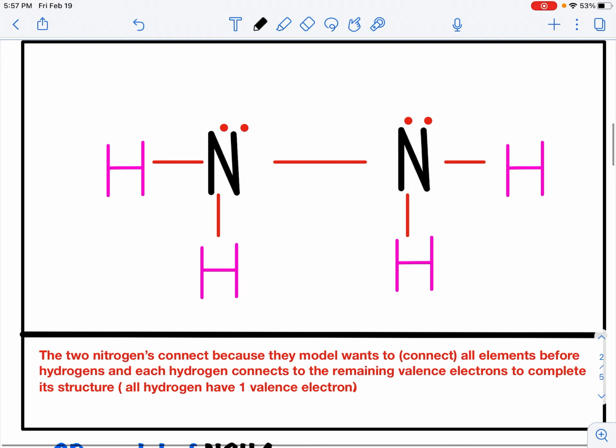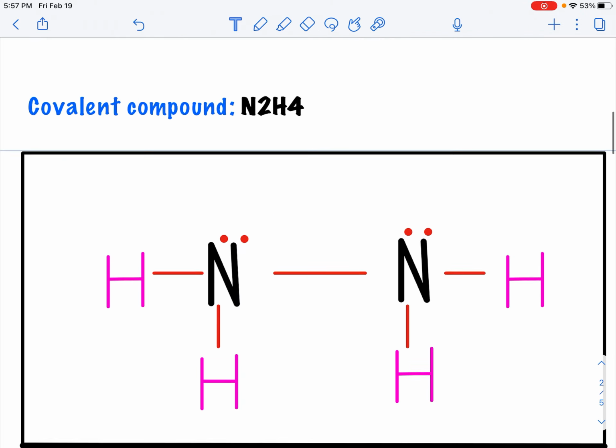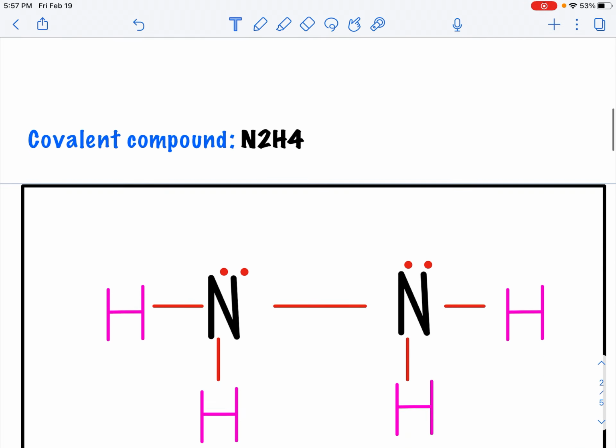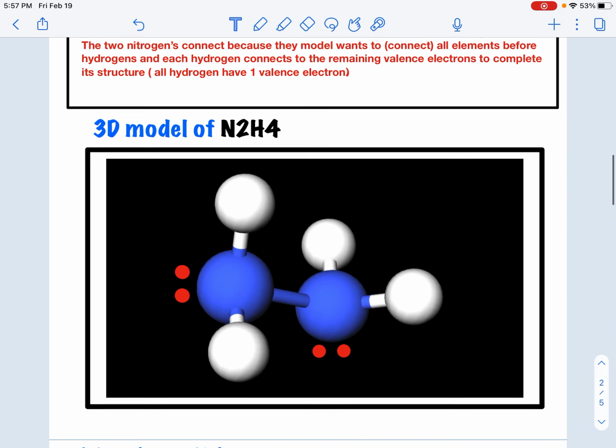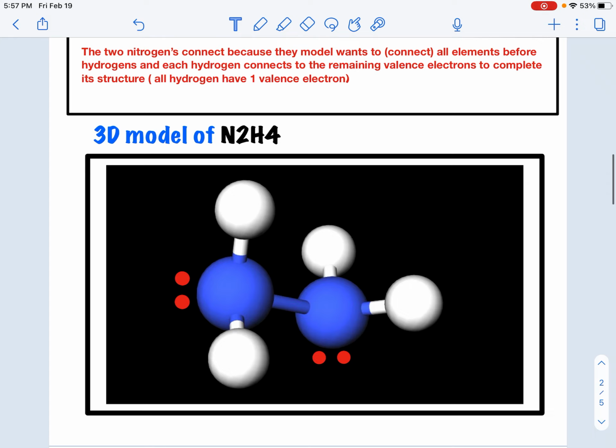The two nitrogens would connect to the blue model because they're supposed to. That's what they want to do because they're sharing. They're not stealing or losing like the ionic ones, for example. So yeah, and this is the 3D model of it. I used the model kit to get this image, and these over here are the leftovers.